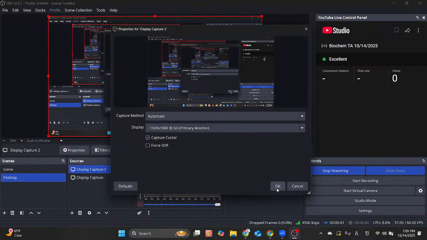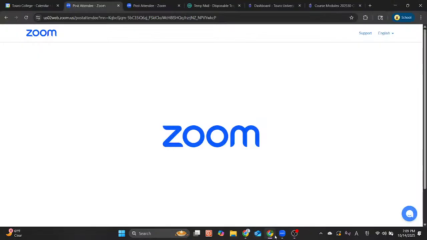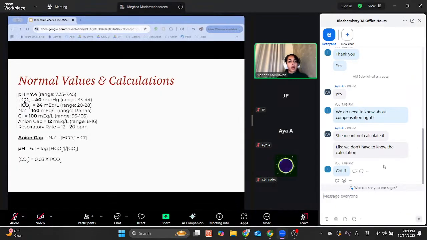Okay, cool. And then metabolic issues typically involve either a loss of bicarb or a gain of acid, which is metabolic acidosis, or a gain of bicarb or loss of acid, which is metabolic alkalosis. So it's really important to know all your normal values. The reference point is more important than the range. I wrote the range in there just in case, but if you know the reference point, then you should be good.